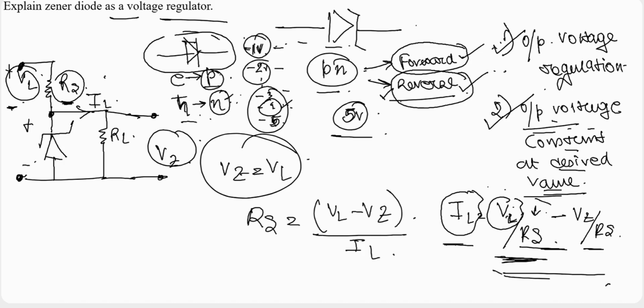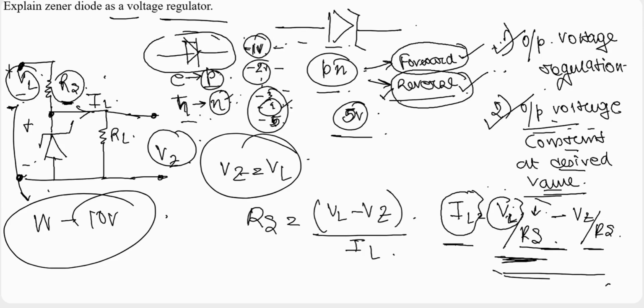keeping the output voltage constant at the desired value. Okay. And one thing we need to make sure of: suppose in this case this is a fluctuating DC, varying from 1 volt to 10 volt, and this zener diode has a breakdown voltage of 5 volt. So at the output, it will limit the voltage to the breakdown voltage, which is 5 volt. So it will limit the input voltage to 5 volt only.